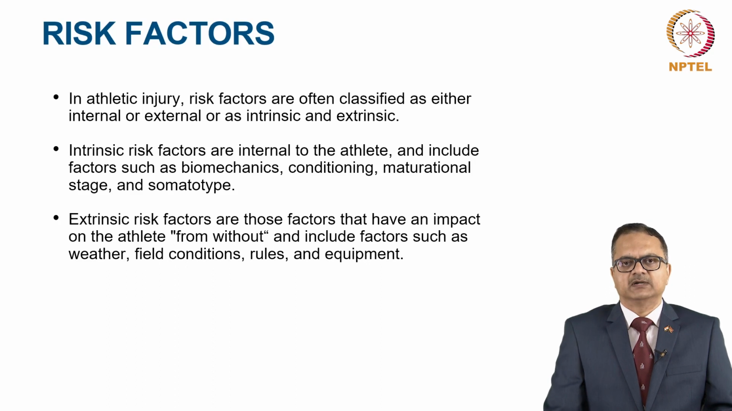Now, when we talk about risk factors, they are classified as either internal or intrinsic, or external and extrinsic. Internal risk factors are internal to the athlete, and they may include factors such as biomechanics, conditioning of the athlete, how mature is the athlete, and somatotype. Extrinsic risk factors are those factors that have an impact on the athlete from outside, and include factors such as weather, field conditions, rules, and equipment.